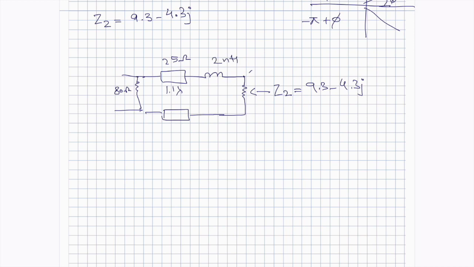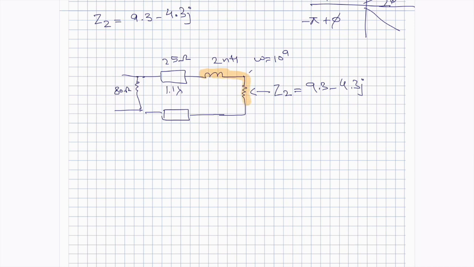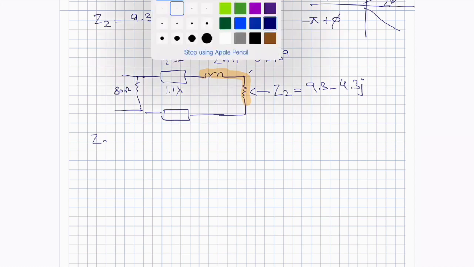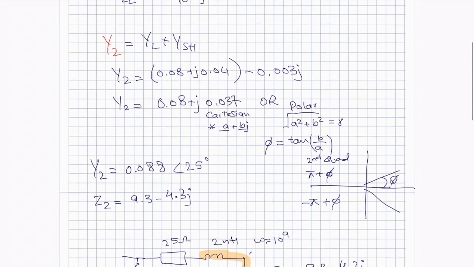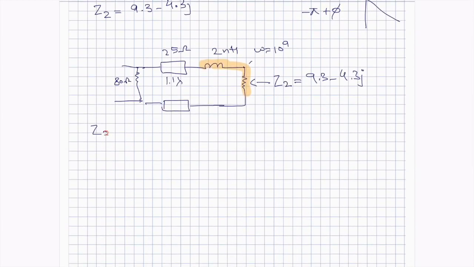So that's what it is, and the omega was given to be 10 to the power 9. Now that I see these two components are in series, I can just add them, and for adding components in series I'll keep them in Z. This is my Z3. If I look in from the left, this is a Z3 that I have, and that includes all the components to the right of it. So Z3 would just be Z2 plus Z inductor.